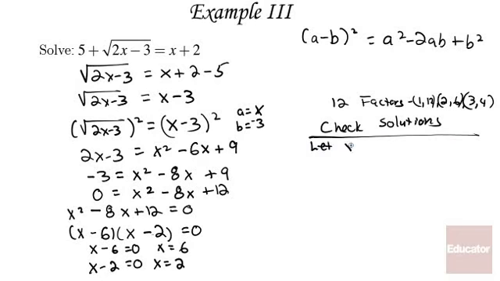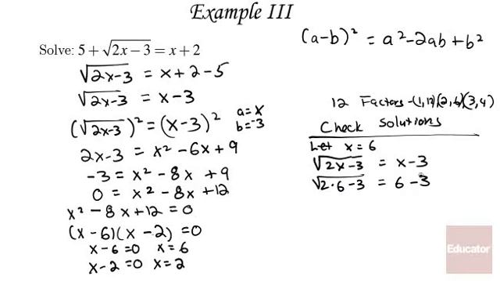So I'm going to let x equals 6. The square root of 2x minus 3 equals x minus 3. So let's check that. The square root of 2 times 6 minus 3 equals 6 minus 3. Let's see if that checks out. This is the square root of 12 minus 3 equals 3. Square root of 9 equals 3. And that comes out to 3 equals 3. This is valid. So x equals 6 is valid.